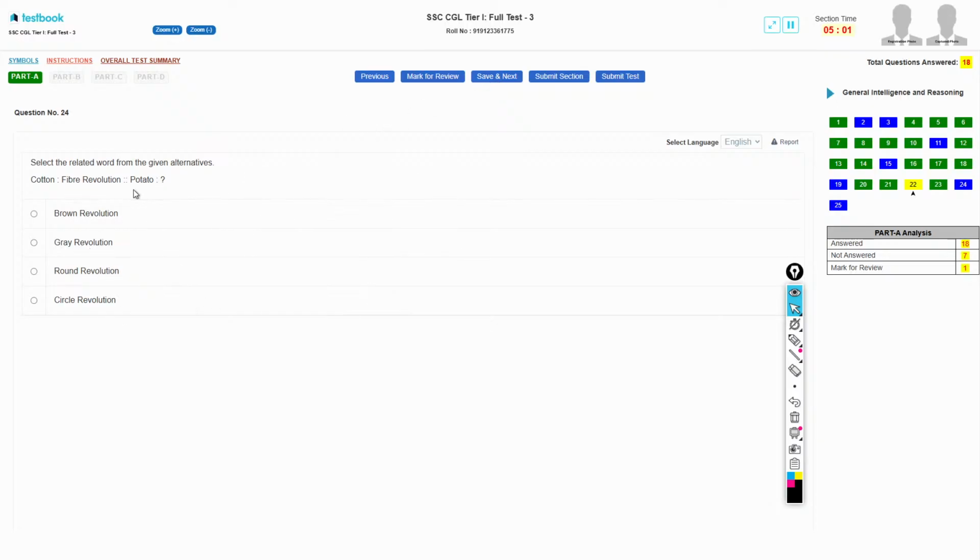Cotton, fiber revolution, potato. I mean, is it gray or brown? Round revolution, I've never heard of it.